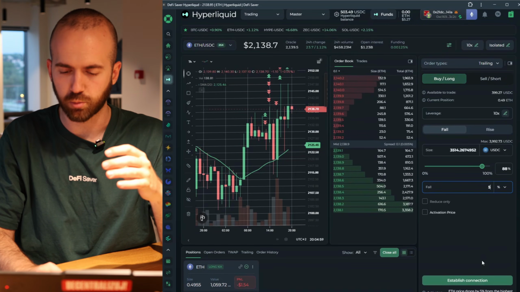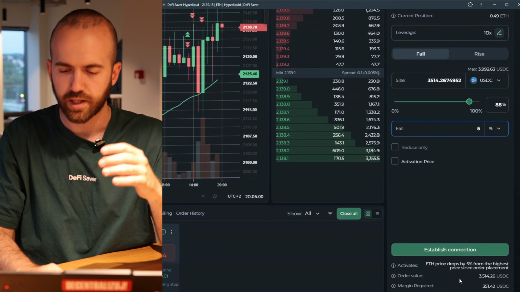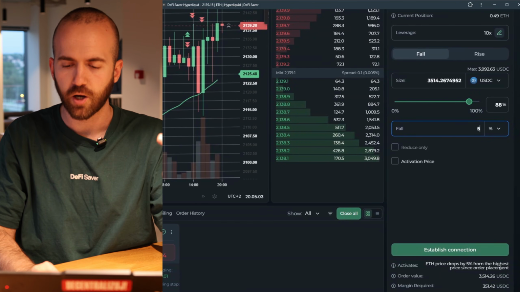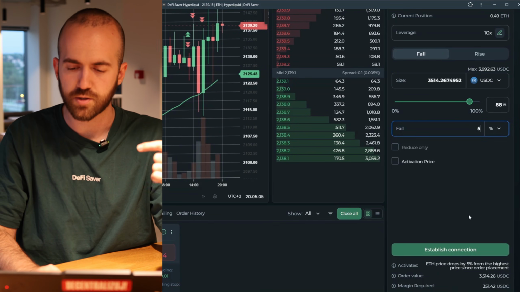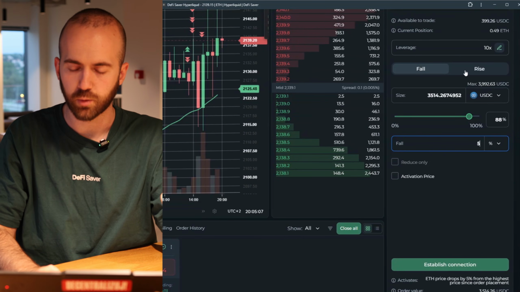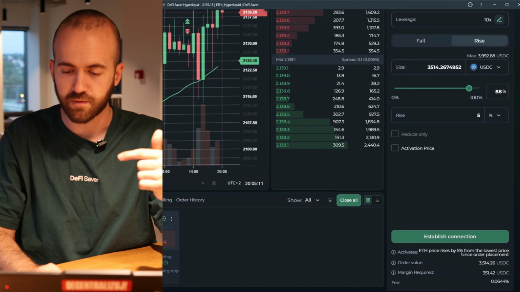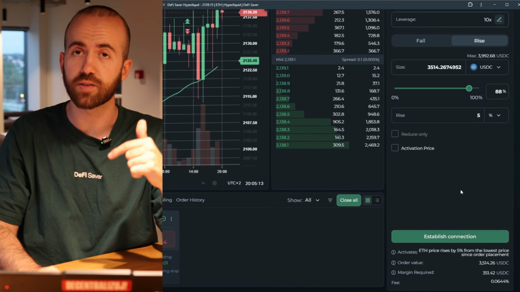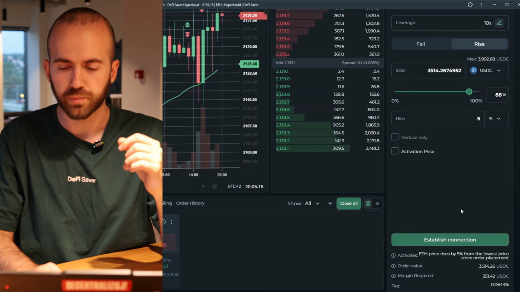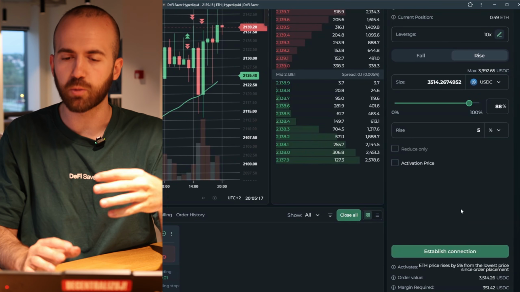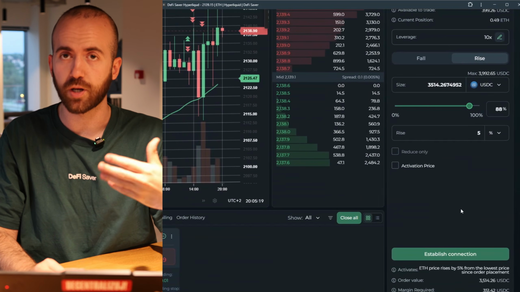So for example, let's look at what it says here. So it activates when the ETH price drops by 5% from the highest price since order placement. If we go to rise, it says ETH price rises by 5% from the lowest price since the placement of the order. So what does this actually mean? Why would somebody use trailing orders to enter a position?